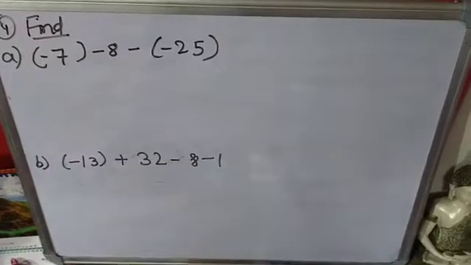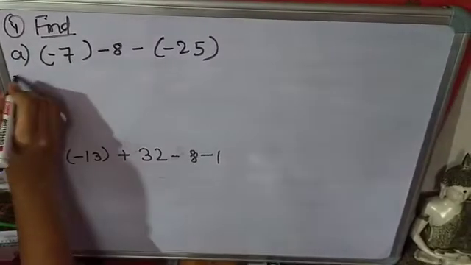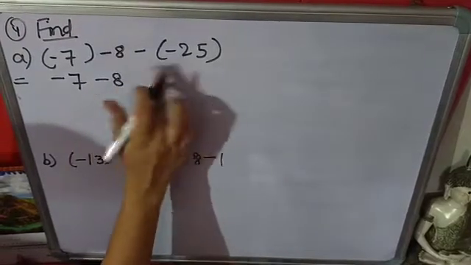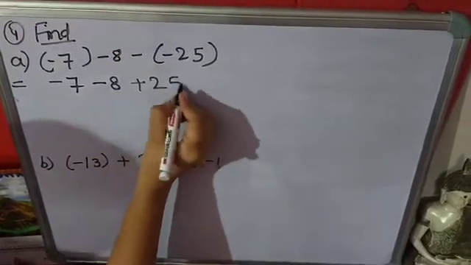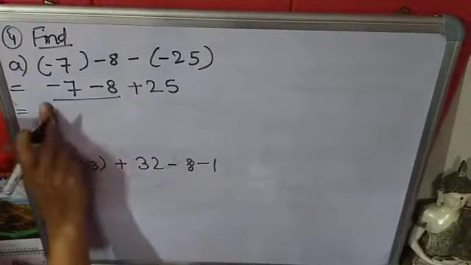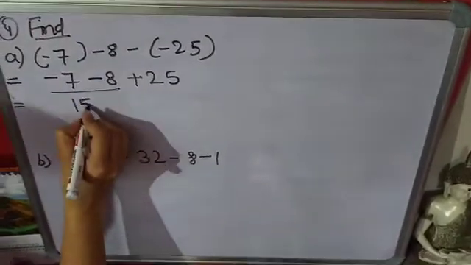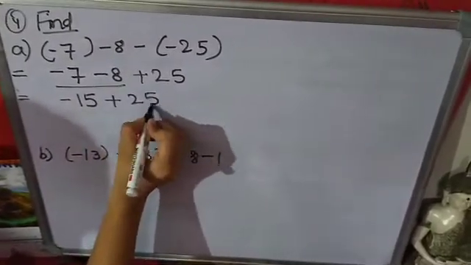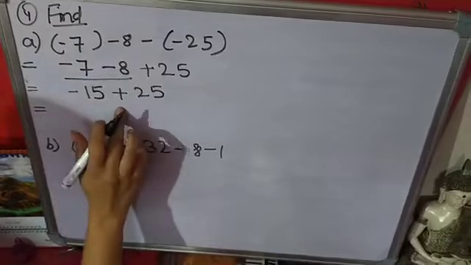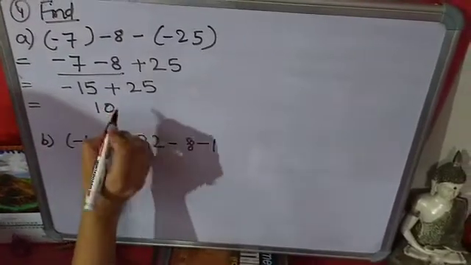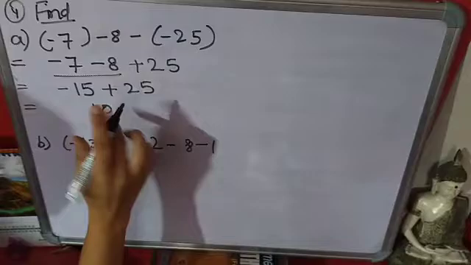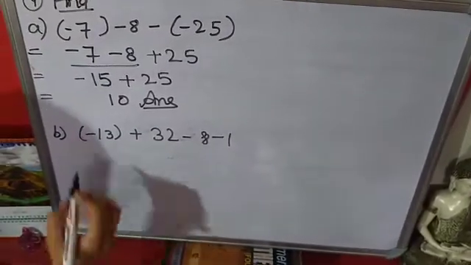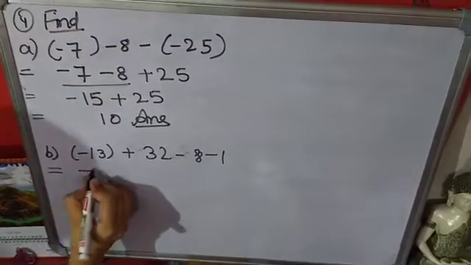Next, fourth question is find. Again we will open the bracket. Minus 7, minus 8, minus minus plus. Now we will solve first two numbers, minus minus plus. So add it, and two minus are there, so minus will come here, plus 25. Minus plus minus, it will be 10, and big number is 25, that is positive integer, so answer will also be positive value.